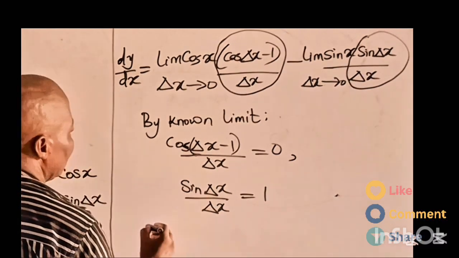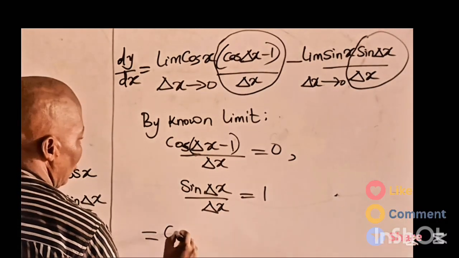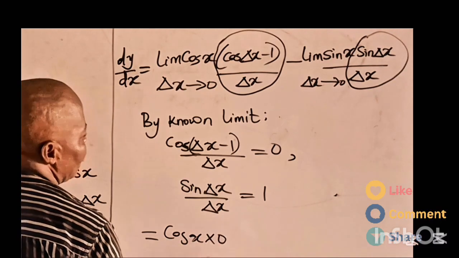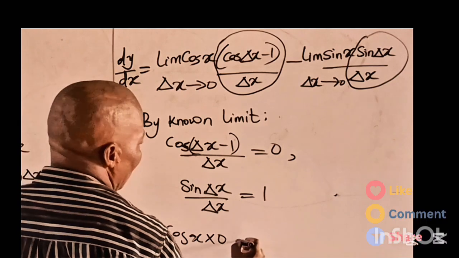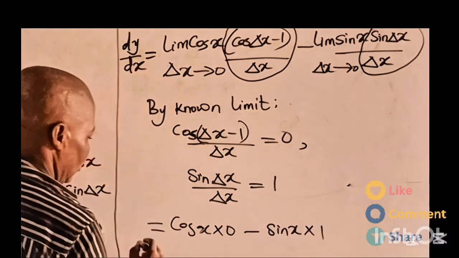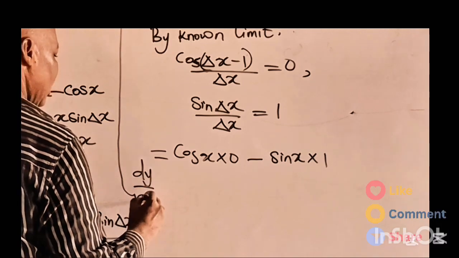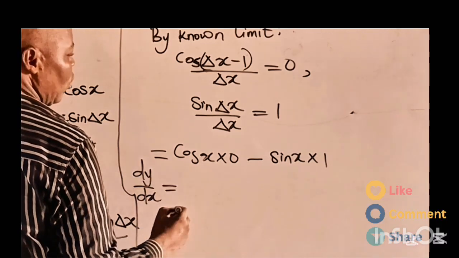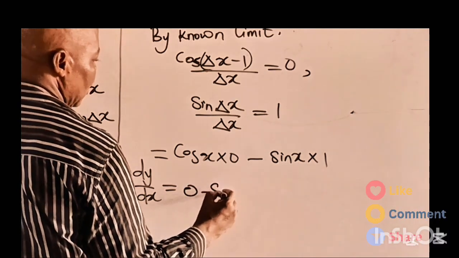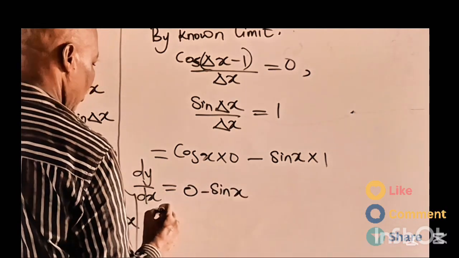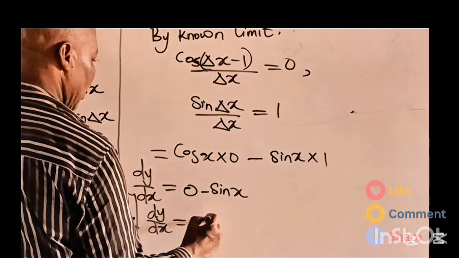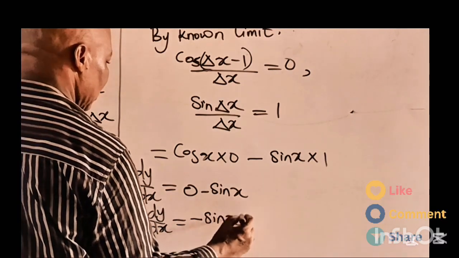So what we have left is cos x times 0 minus sine x times 1. So our dy/dx is equal to 0 minus sine x, which means that dy/dx is equal to minus sine x.